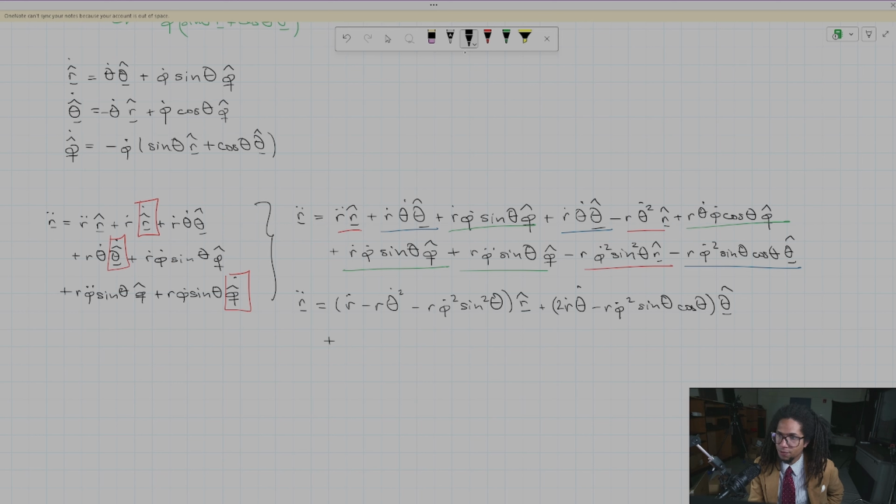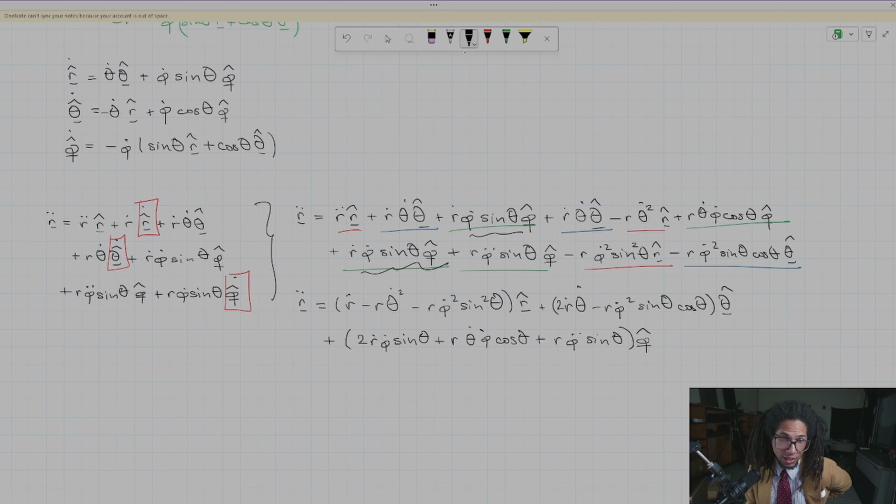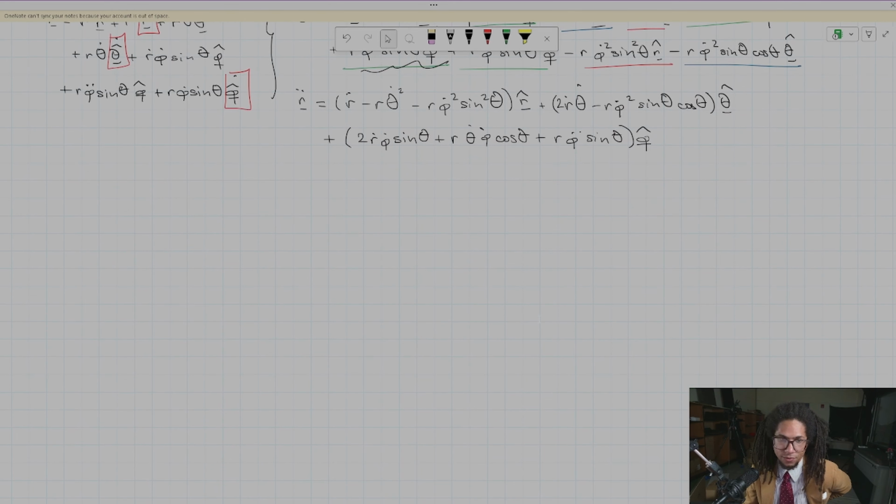And then lastly, we'll combine all of these ones. Notice that a couple of these terms have nice simplifications. So in particular, this term and this term are the same. So this is going to give us 2r dot phi dot sine theta, plus r theta dot phi dot cos theta, then plus r phi double dot sine theta phi hat. Okay, so this would give us the way that we could solve Newton's second law for spherical coordinates. Great.